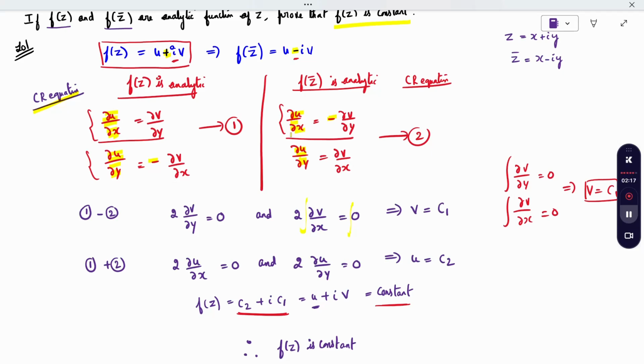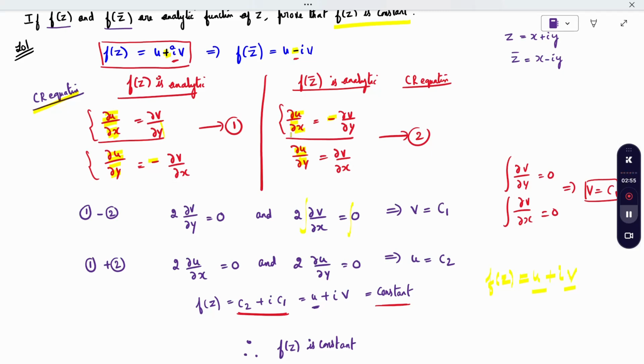In the same way, when I add, the right hand side gets cancelled, and only the left is left: 2 times dou u by dou x equals 0. In the second set of equations, dou u by dou y equals 0, and I am getting u equals C2. We know that f of z is nothing but u plus iv. U and v are now calculated. U is constant C2, v is constant C1. So I have written C2 plus i C1. Any constant plus i into another constant is nothing but a constant. So f of z is constant.